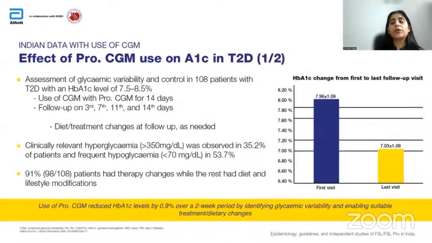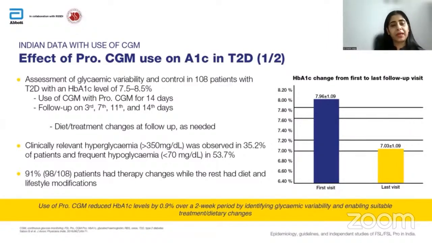Now moving on, let us look at some Indian data on the effect of professional CGM use on A1C in type 2 diabetes. Now here, this is a study by Dr. Banshi Sabu's group looking at the glycemic variability and control in 108 patients with type 2 diabetes who had an HbA1c between 7.5 to 8.5%. CGM was used for 14 days. Patients were followed up on the 3rd day, 7th day, 11th day, and the 14th day. And of course, based on the follow-up on each of these days, as and when required, dietary or treatment changes were done as needed to get a better control.